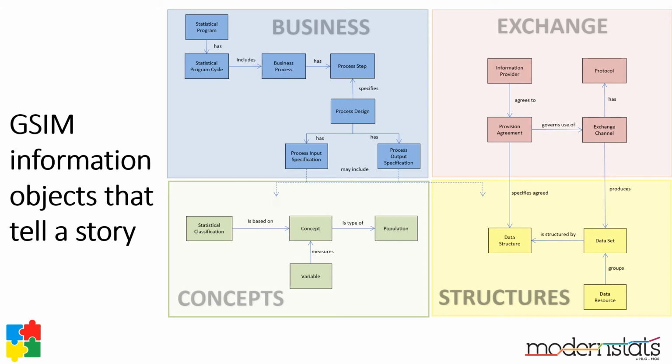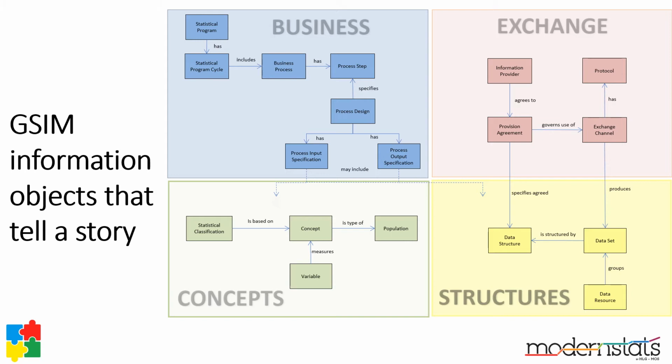And then the other way we have is GSIM information objects that tell a story. And here's your story. So a statistical organization initiates a statistical program, and the statistical program corresponds to an ongoing activity, such as a survey or an output series, and this has a statistical program cycle. For example, it repeats quarterly or maybe annually.